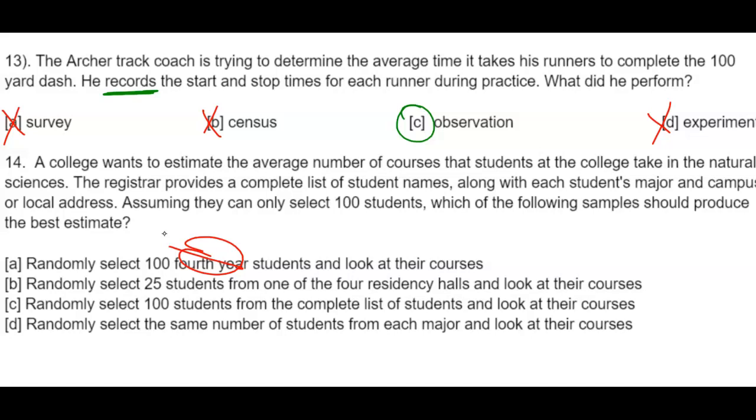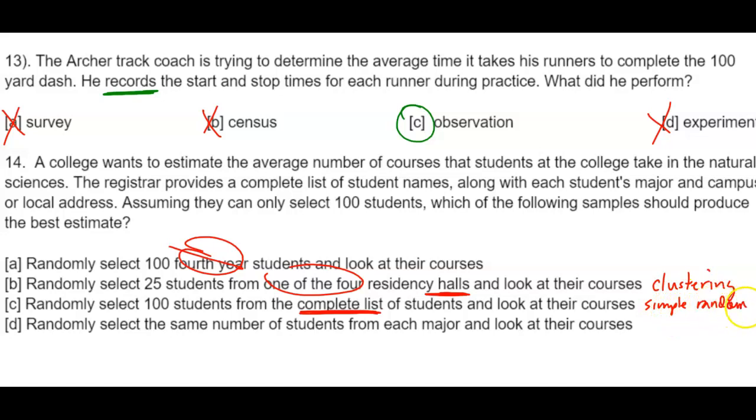Choice B, randomly select 25 students from one of the 4 residence halls and look at their courses. The key here is one of the 4. Now this is an example of a cluster sampling method. They're randomly putting them into groups. The groups in this case are the halls, and then they're randomly taking 25 from each group. So this is a cluster sampling method. All right, choice C, randomly select 100 students from the complete list of students and look at their courses. In this one, all they are doing is randomly selecting students from an entire roster, from all students. This would be simple random.